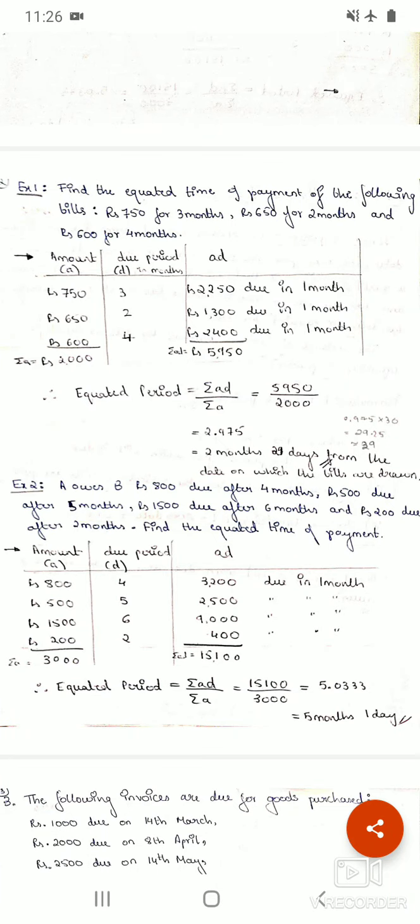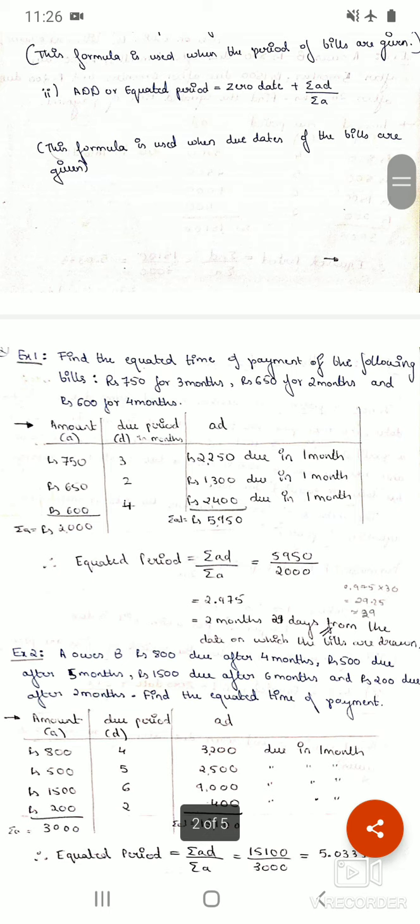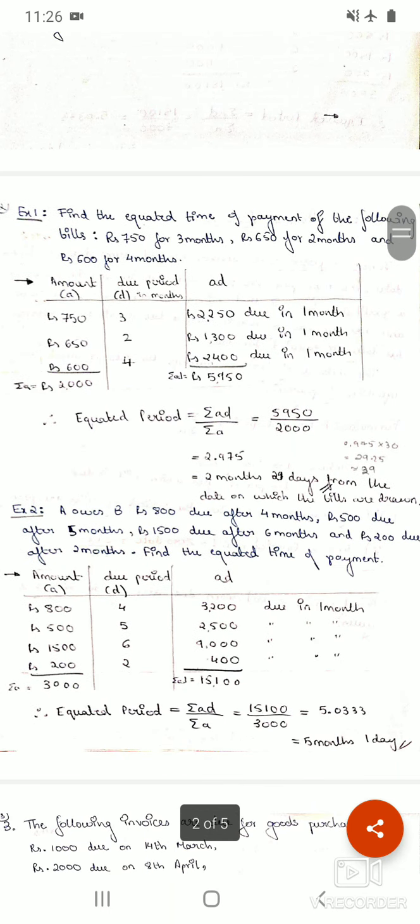Welcome back to commercial arithmetic class. In the previous class we had studied average due date and the formulas of average due date. Today we will begin with the problems. The problems are very simple. You just have to find the product and then substitute it in the formula.